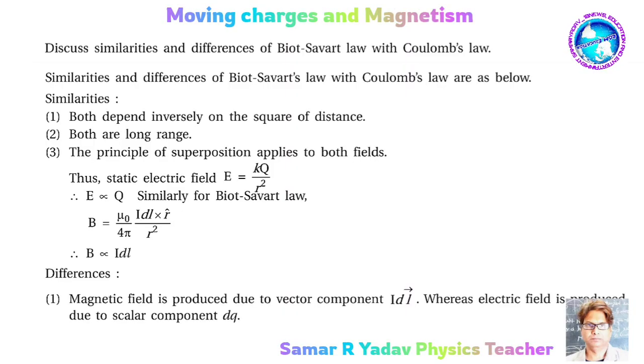Thus, static electric field E is equal to K capital Q upon R square. Therefore, E proportional to capital Q. Similarly for Biot-Savart law: B is equal to mu0 upon 4 pi I dl cross R unit vector upon R square. Therefore, B proportional to I dl.